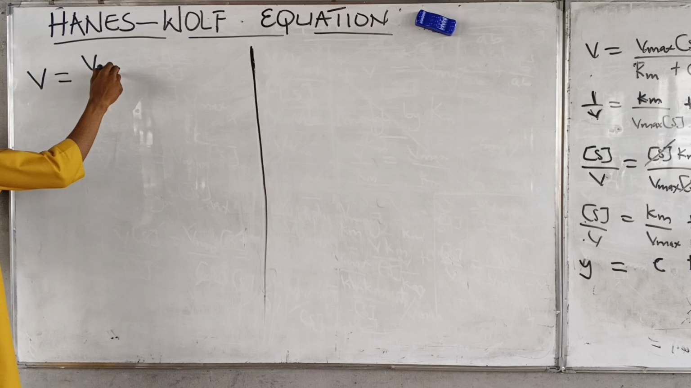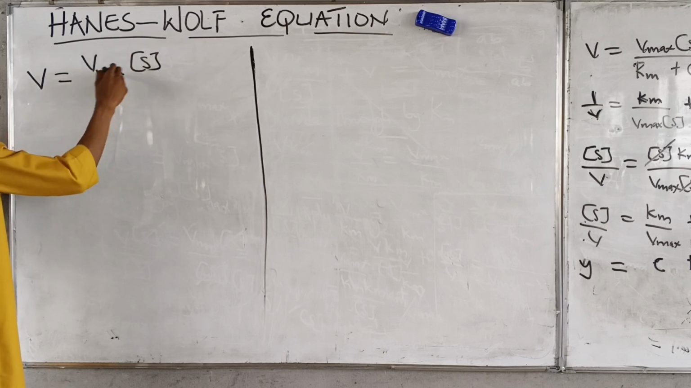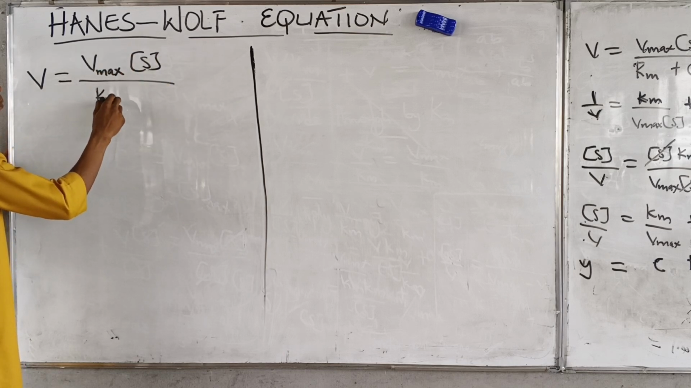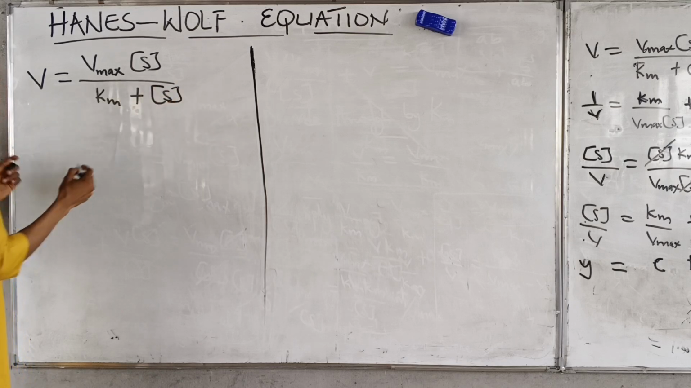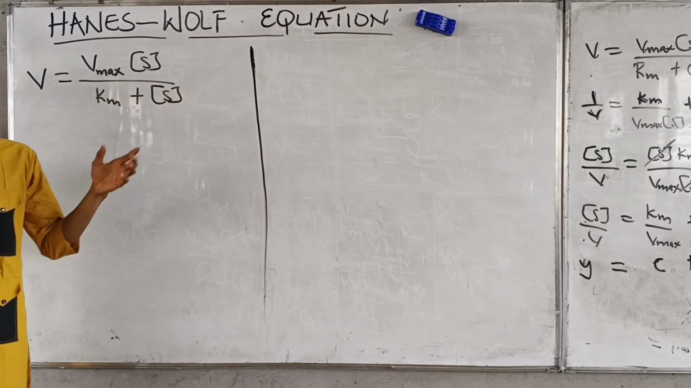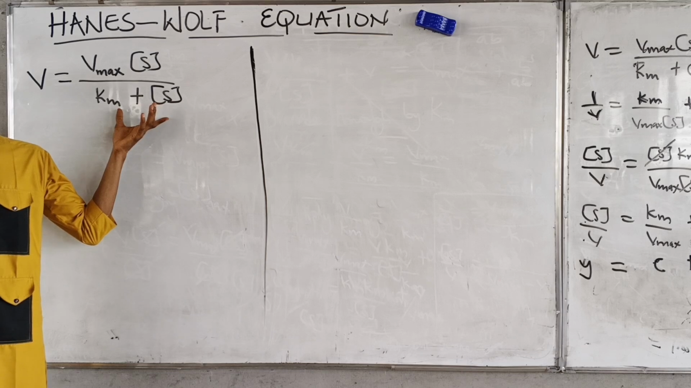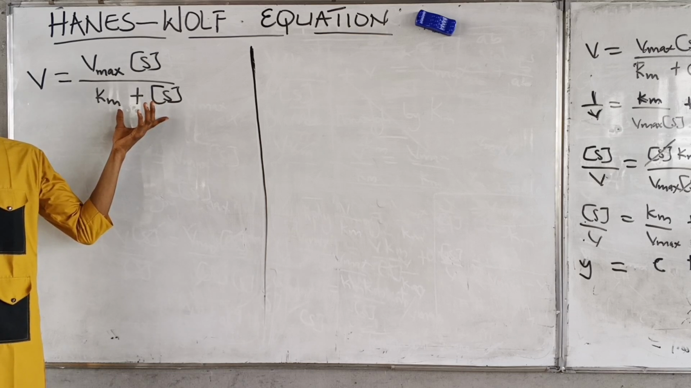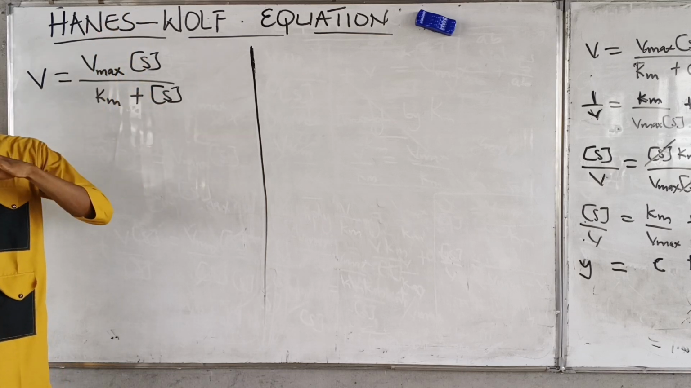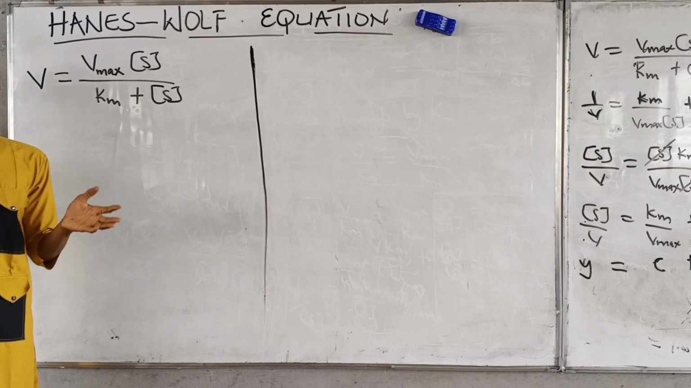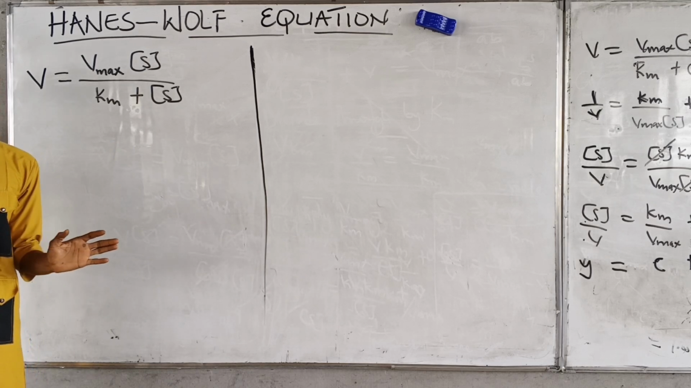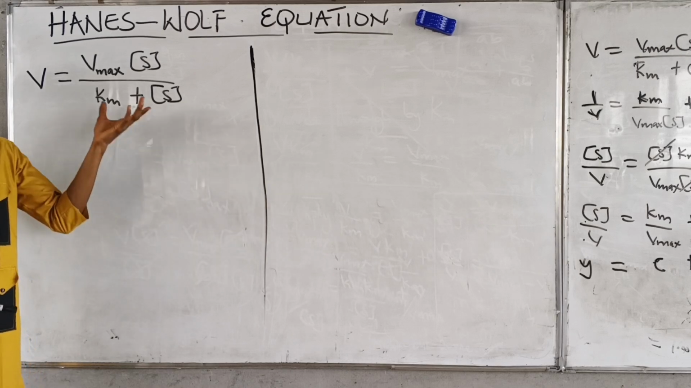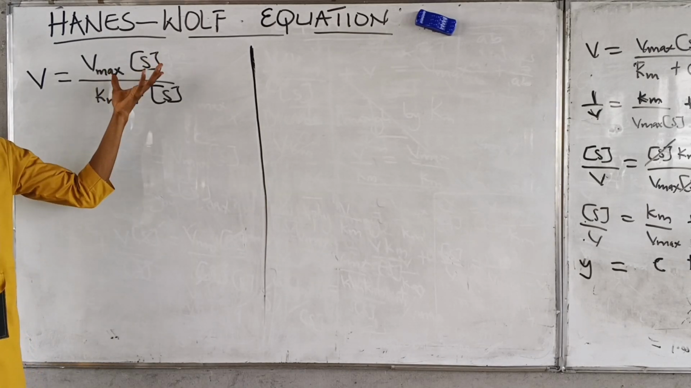V max S all over what? Km plus what? Plus S, right? Now, you can get your Lineweaver-Burk from here, and it will be very easy for us to get our Hans-Woolf from Lineweaver-Burk. So if you know the Lineweaver-Burk equation, you can just write it straight and modify. But for the sake of revision, let's get our Lineweaver-Burk, then we modify it.